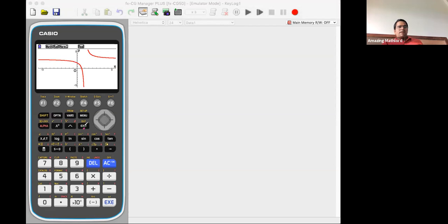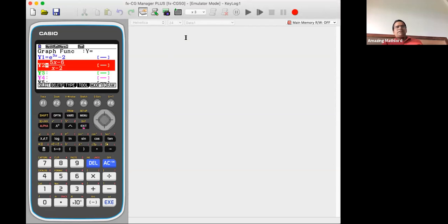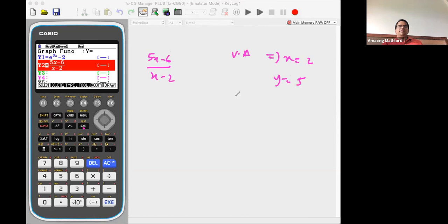So the equation is (5x - 6)/(x - 2), which we got first on that equation. So you can see straight away that the vertical asymptote is x = 2 and the horizontal asymptote is y = 5.